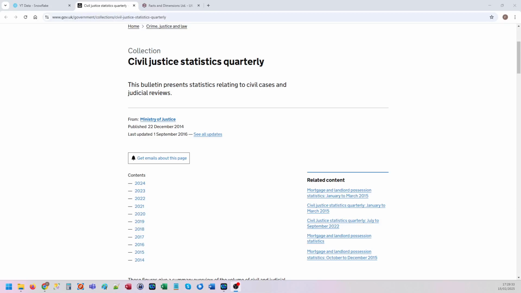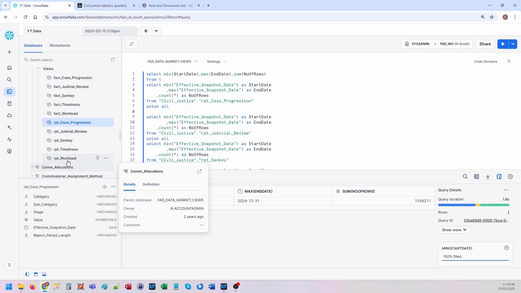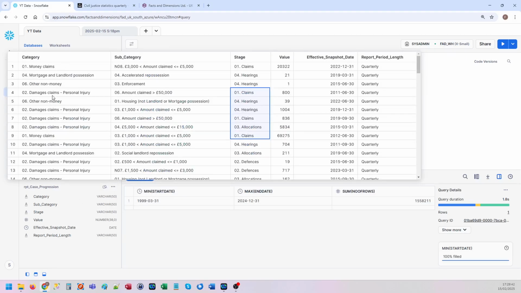This one's to do with Civil Justice Statistics Quarterly. There's 5 tables. Case progression. Let's have a look in there. So you can see the sort of categories, subcategories, stages, etc.